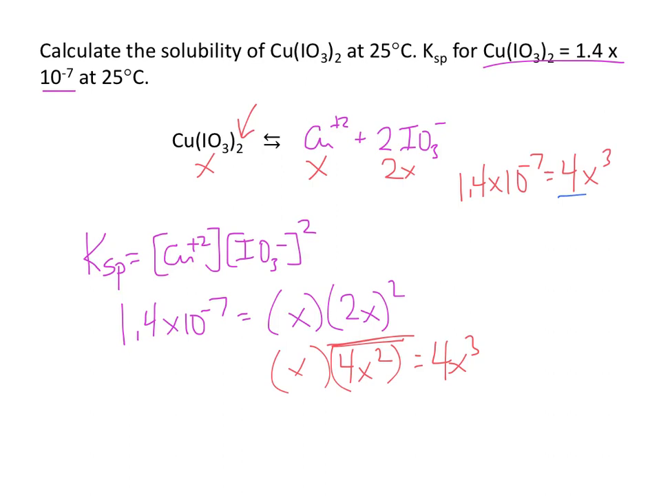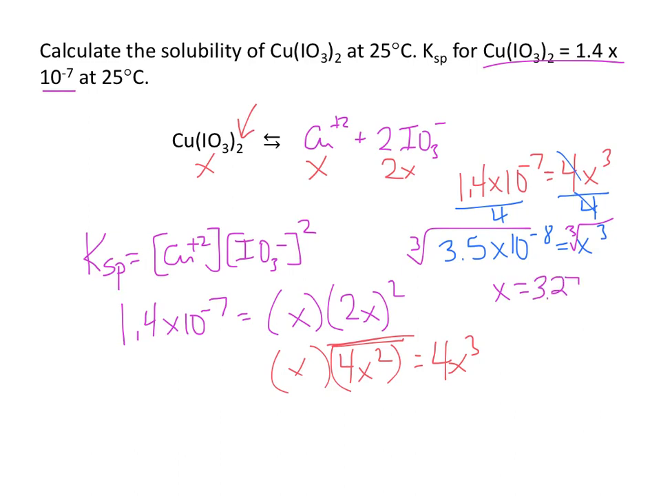Let's first divide both sides by 4 so that the 4's cancel out, and we end up having 3.5 times 10 to the negative 8 equals x cubed. Next step is the cube root of both sides. If I take the cube root of x cubed, that becomes x. And the cube root of 3.5 times 10 to the negative 8 is 3.27 times 10 to the negative 3.